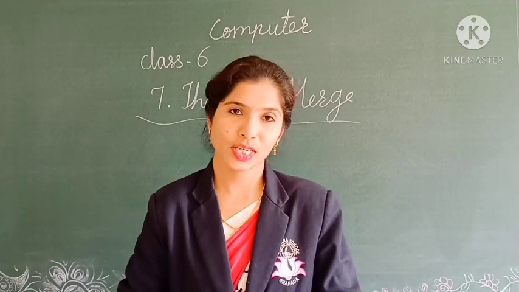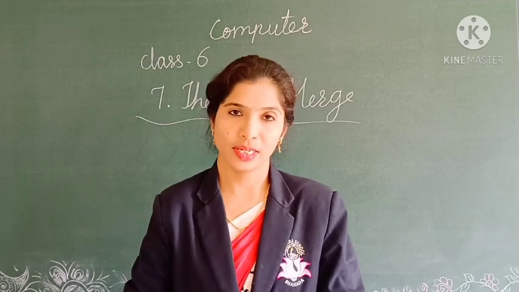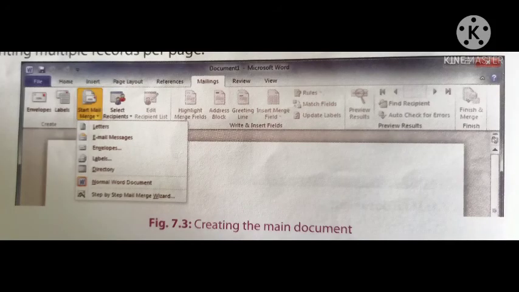Now we are going to see creating the main document. The main document holds the text that repeats for all merged documents. MS Word offers the following types of documents. Letters. This option is used for composing and designing mass mailing for which only the recipient information varies.